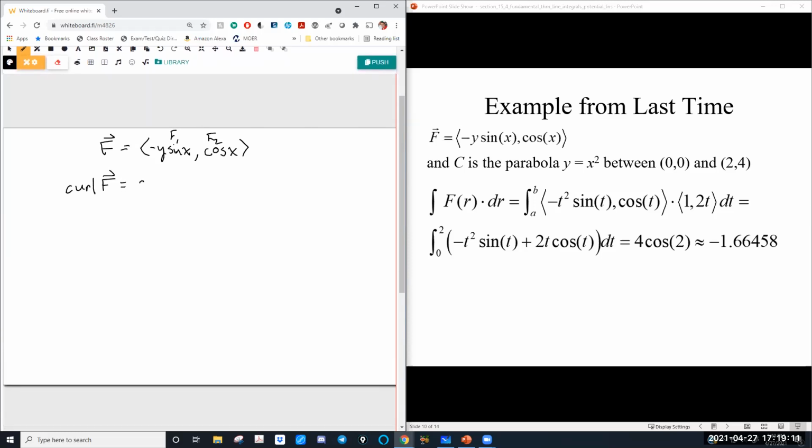So to calculate the curl is df2 dx minus df1 dy. So the derivative of f2 with respect to x is the derivative of cosine, which is negative sine x. The derivative of f1 with respect to y, sine x is now a constant. The derivative of y is 1. It's negative sine x. So negative sine x, basically plus sine x equals 0. This is a conservative vector field, or this is path independent.